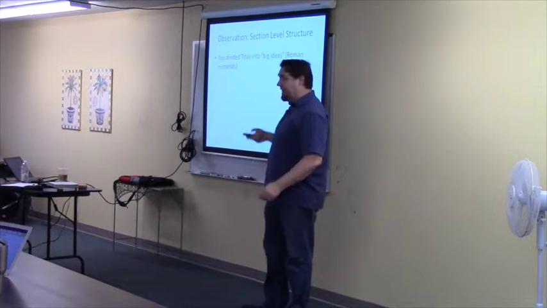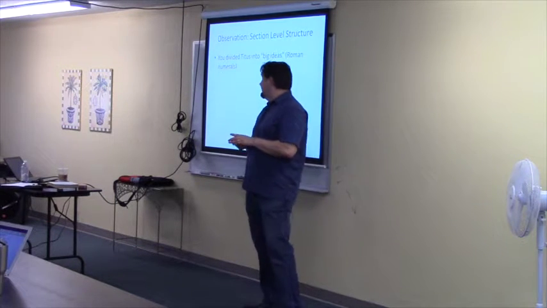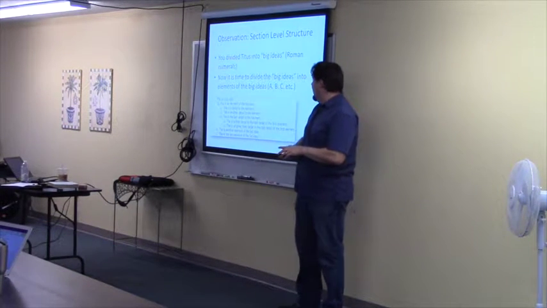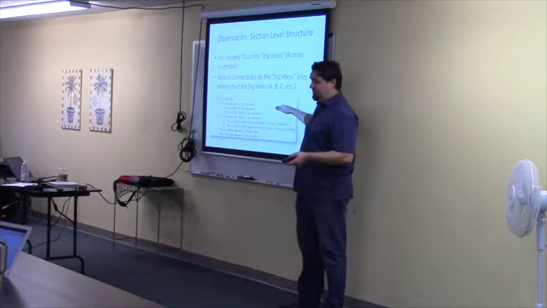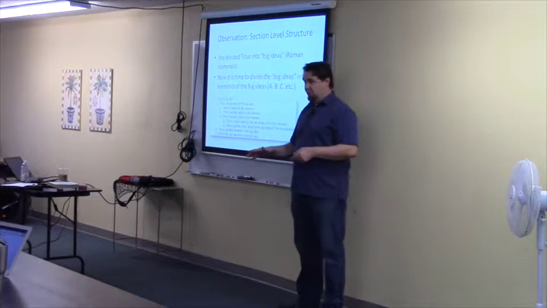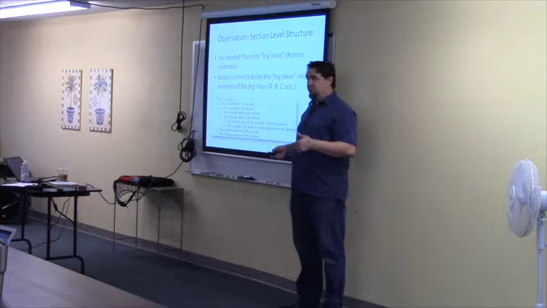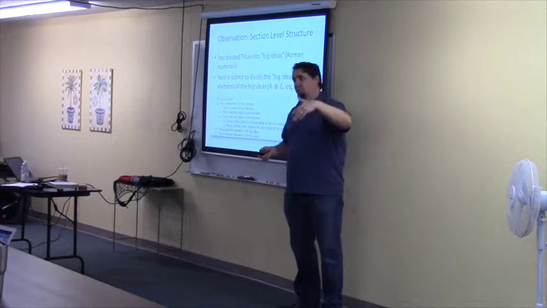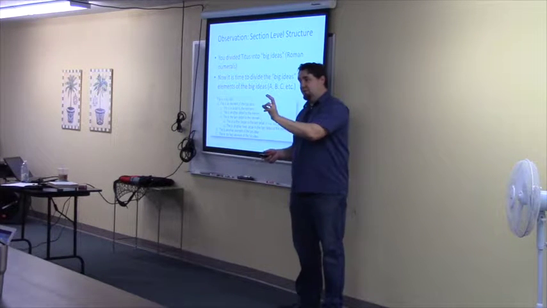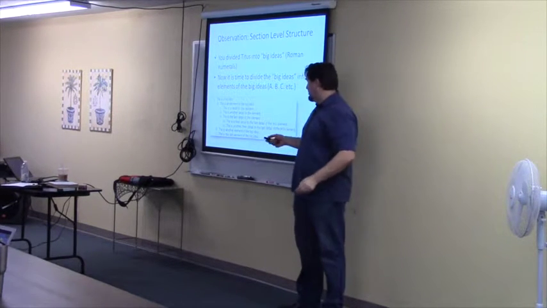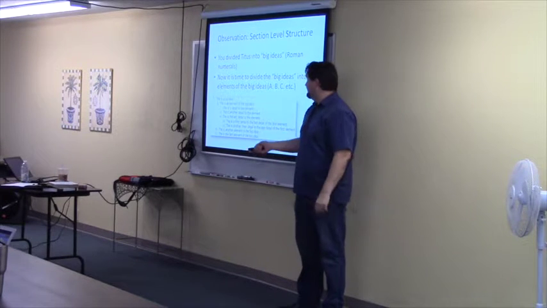So you divided Titus into the big ideas, the Roman numerals. Now we're going to populate them, the Roman numerals, with A, B, C. And that's as far as we're going to go. We're not going to go Roman numeral 1, subsection A, and then the subsection of that 1, 2, 3. We're just going to go to A, B, C. Okay?